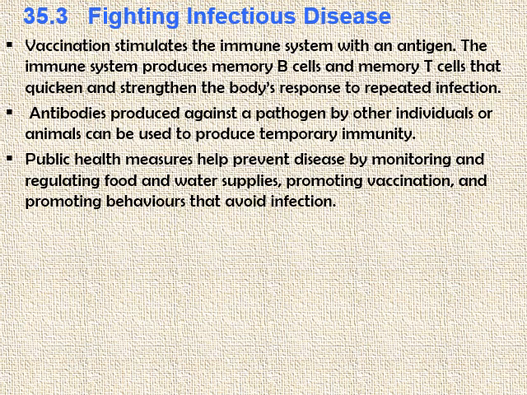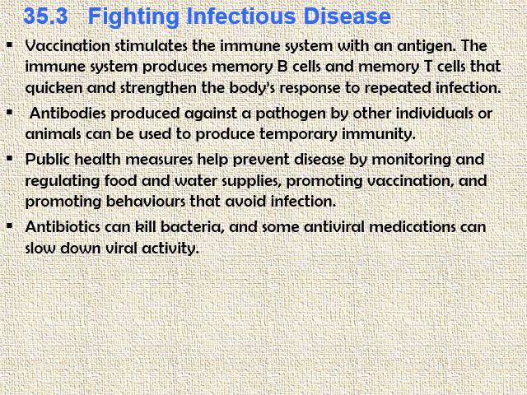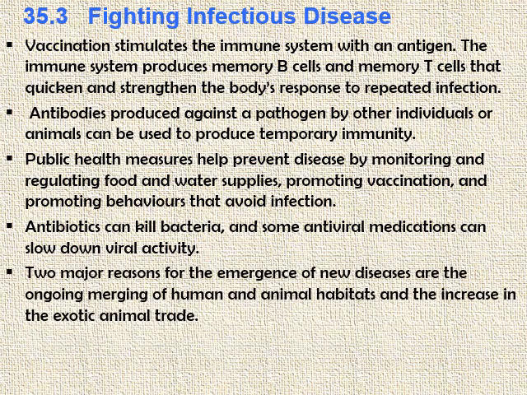We also discussed the importance of public health. Public health measures help prevent disease by monitoring and regulating food and water supplies, promoting vaccination, and promoting behaviors that avoid infection. Antibiotics can kill bacteria, and some antiviral medications can slow down viral activity. Two major reasons for the emergence of new diseases are the ongoing merging of human and animal habitats and the increase in the exotic animal trade.